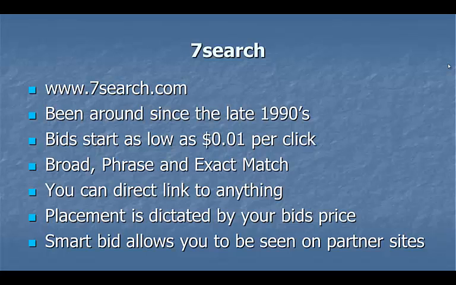Now, these guys are one of the earliest pay-per-click search engines. They've been around since the late 1990s, and I remember even getting advertisements in the postal mail to advertise on 7Search. And one of the things that makes 7Search a very attractive place to buy pay-per-click traffic is that their bids start as low as a penny per click. Literally as low as a penny per click. So you can buy very specific targeted traffic for as little as a penny per click, and that can go a long way towards helping you create many profitable CPA campaigns.